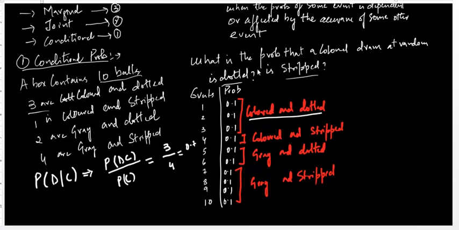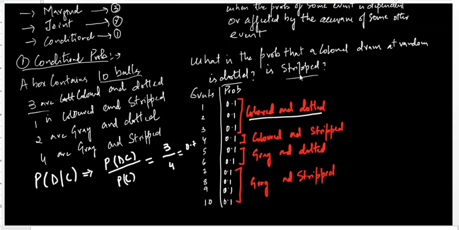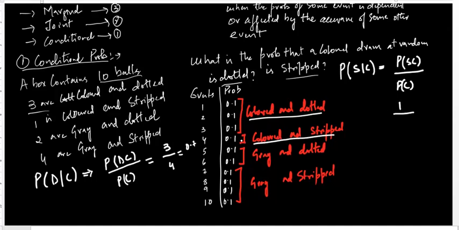Now the second question is asking for the probability of getting a striped ball given it is already colored. So I have to calculate the probability of the striped ball given it is colored. In this case it will be the probability of striped and colored balls divided by the probability of a colored ball. Now let me look over here. Striped and colored is just 1, and the colored balls are 3 and 1, that is 4. So this will be equal to 1 by 4, which is equal to 0.25.